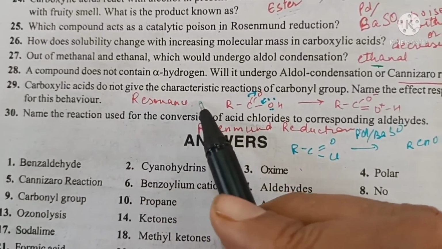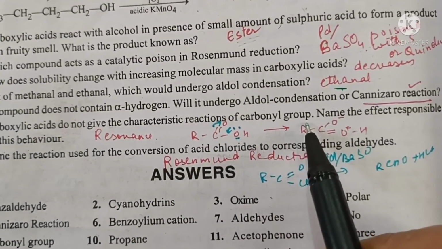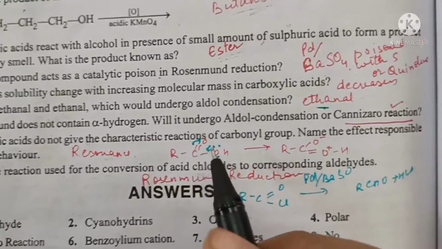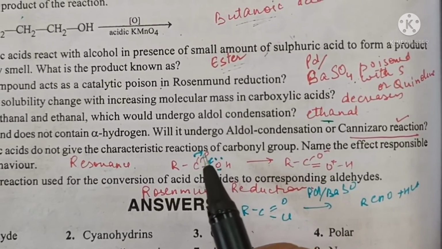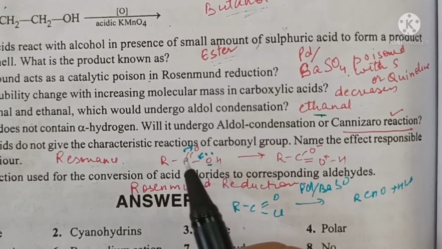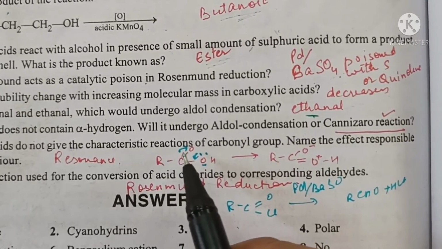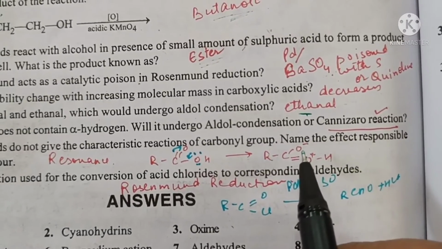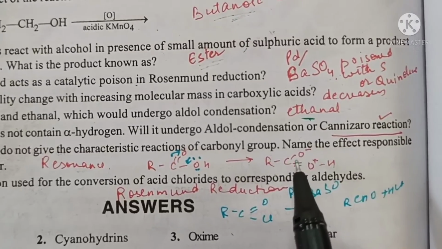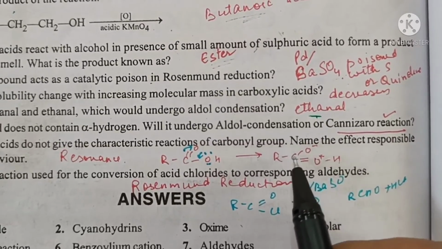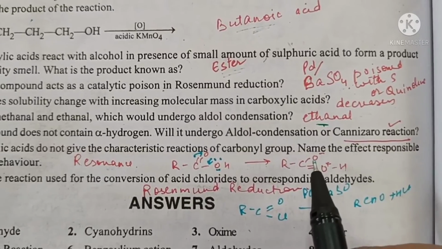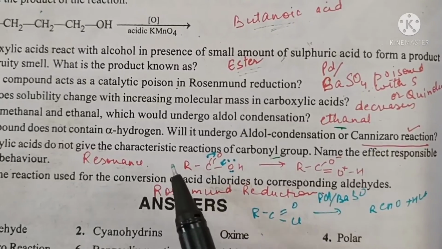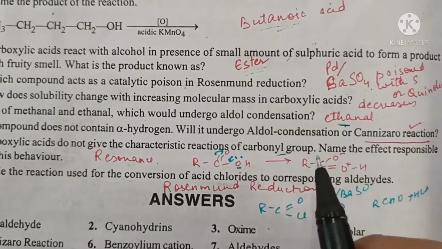Carboxylic acids do not give the characteristic reactions of the carbonyl group. Name the effect responsible for this behavior. It is resonance. Because of resonance, the pi electrons of the double bond of the carbonyl group move to the more electronegative oxygen atom. This is no longer a double bond to oxygen. So as the carbonyl group is no longer present, it will not give the characteristic reactions. So resonance is the effect responsible for this behavior.